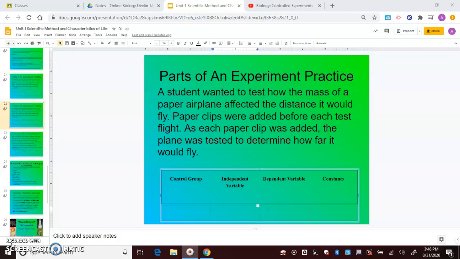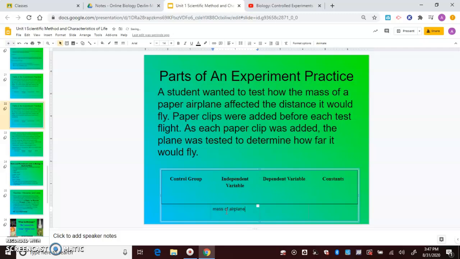A lot of the time, the easiest thing to identify first is the independent variable. So what is the change in this experiment? The change would be the addition of paper clips, or the mass of the paper airplane. You could write down that adding paper clips is the independent variable, or you could say the mass of the paper airplane is the independent variable. So I'm just going to say mass of airplane.